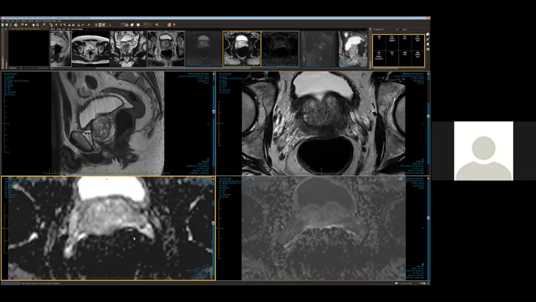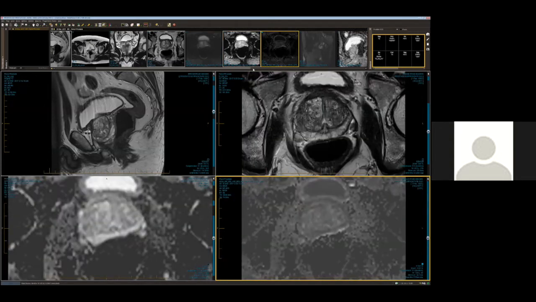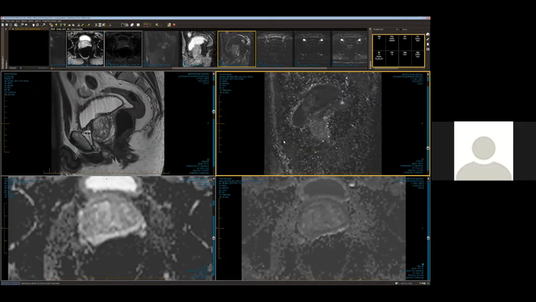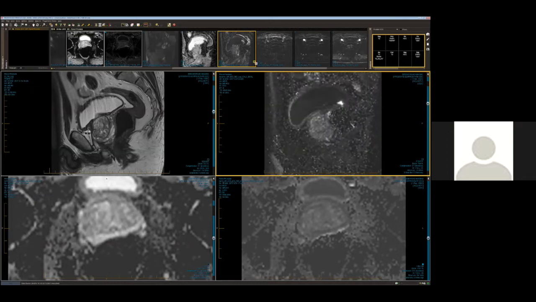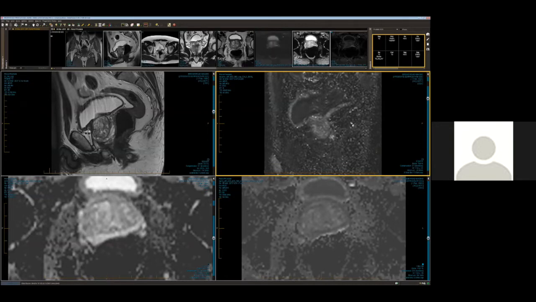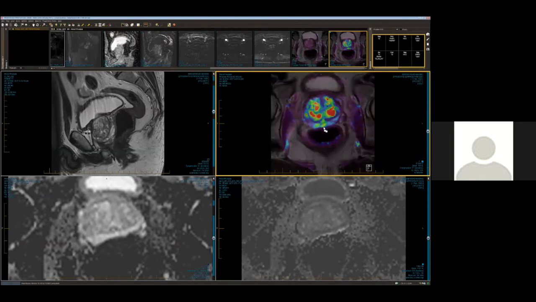I always think I need to look at something that's black and white. So there's nothing that's black on the ADC and nothing that's bright on the high B value diffusion imaging. And the same if we look on the sagittal high B value imaging in the top right-hand corner, there's nothing of increased intensity there. And then if we look at the fused color images, we can see there's no focal enhancement. So I reported this out as a PI-RADS 2 lesion, no index lesion.